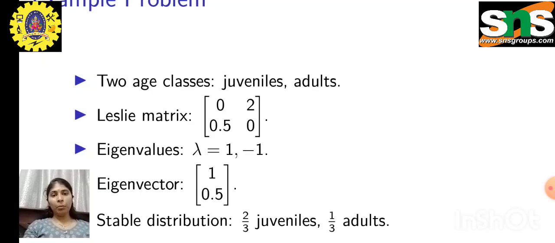Next we are going to frame the characteristic equation using the determinant of A minus lambda I equal to 0. Therefore we get minus lambda, 2, 0.5, and minus lambda as the characteristic matrix. Taking the determinant, we get lambda square minus 0.5 into 2 equal to 0, which in turn gives the eigenvalues as 1 and minus 1.